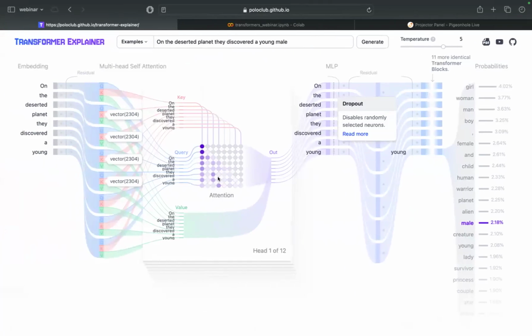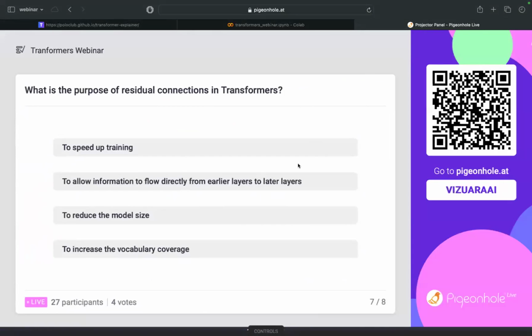Okay. Let me just go to the next poll now. Just before going to the next poll, let me come here. You can also see that this is what is being outputted back into the neural network. You can just see the neural network as the input going in on the left and the output on the right, right? And you can see something called the residual here. I want you to guess what this means. So if you can just go to the quiz link, which is here, go to pigeonhole.at and put vizuara.ai. And if you can just guess the answer to this, why would you need some sort of a residual connection?